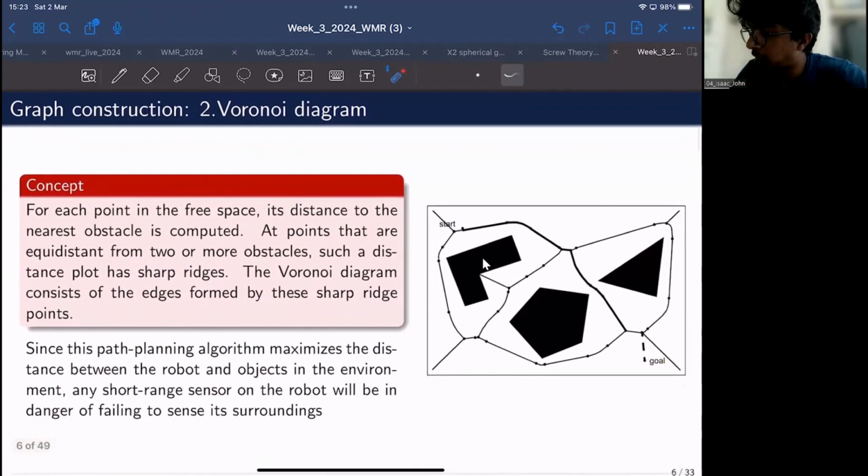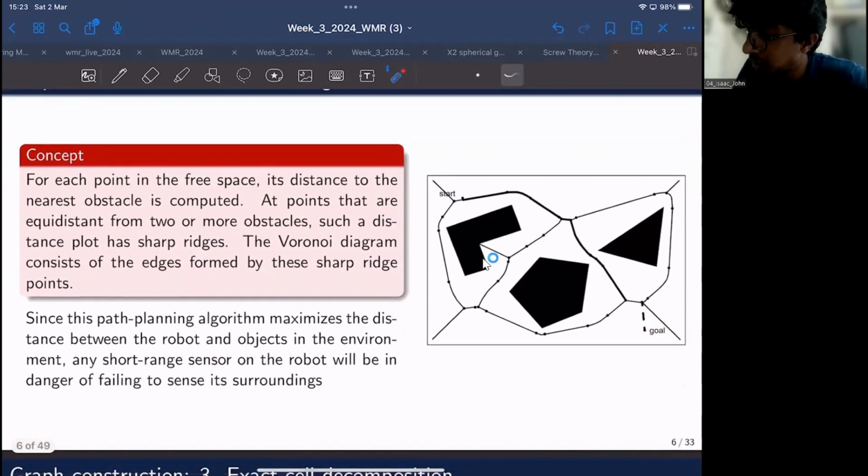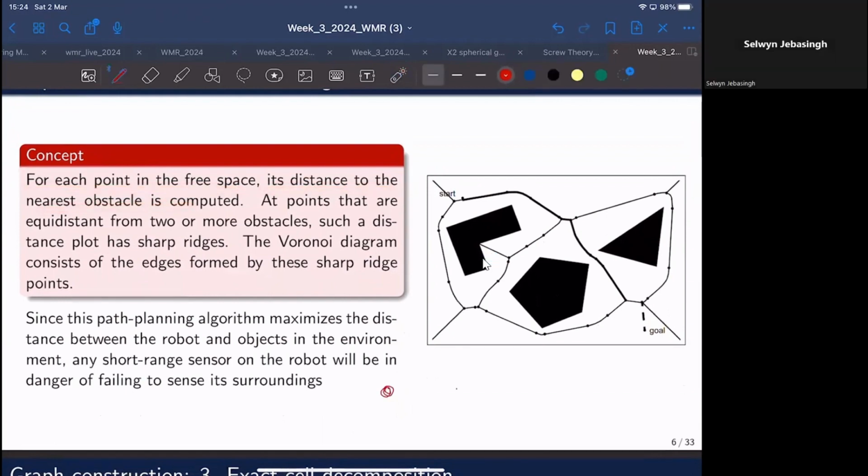And the second would be a Voronoi diagram. So again, the concept is for each point in free space, its distance to the nearest obstacle is computed. For example, if there are two obstacles, this is one obstacle and this is another obstacle. If over here is the position of a robot, I'm depicting this by a square, you can actually compute the distance to the nearest obstacles, right? Using the sensors that you have, like the robot will have its ultrasonic sensors, whatever sensors it can use to find the distance to these obstacles.